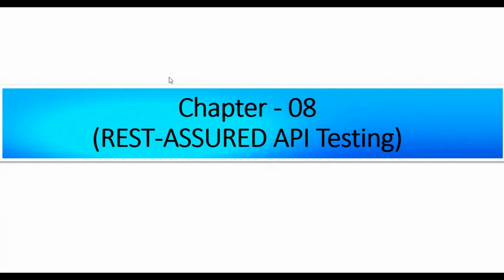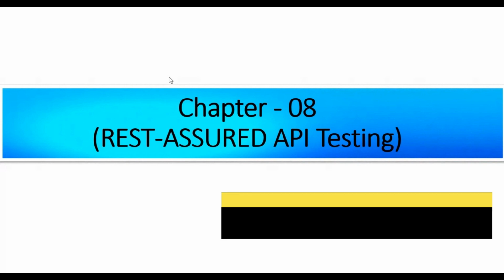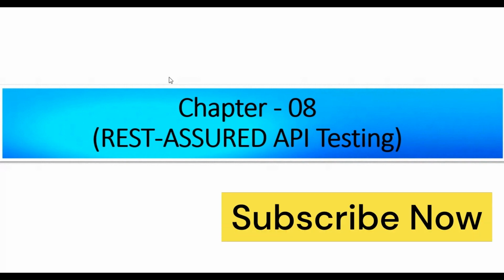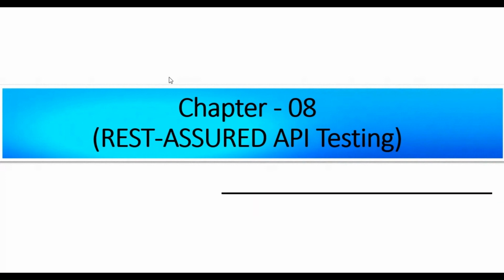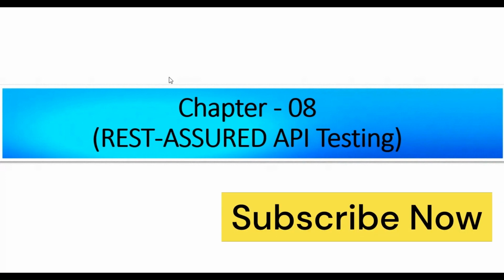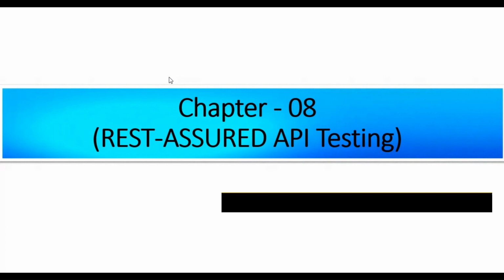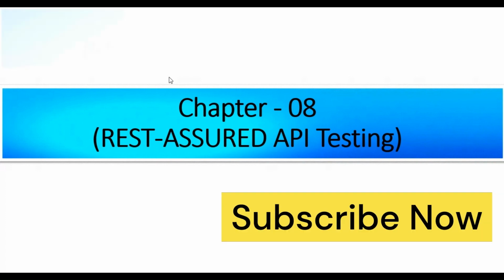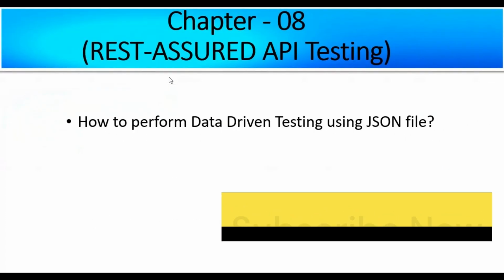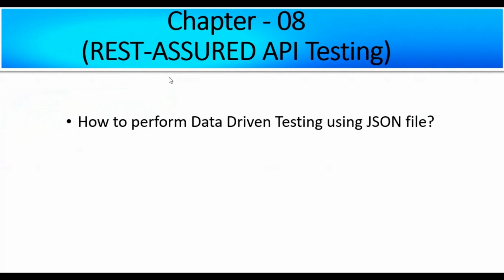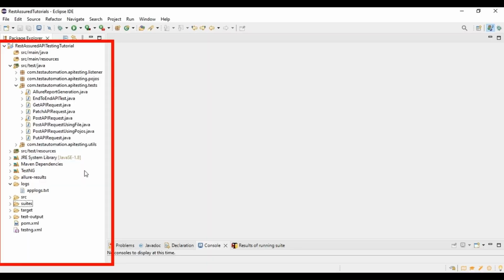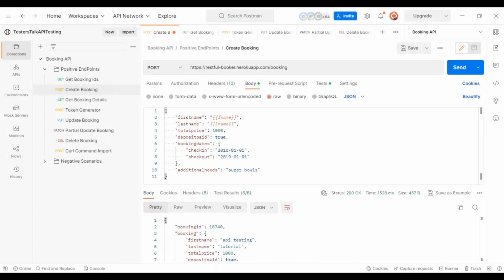In the previous Rest Assured API testing tutorial, I discussed how to configure the Allure report and also how to generate the Allure report for Rest Assured API testing. In this chapter 8 of the Rest Assured API testing tutorial, I will discuss how to perform data-driven testing using the JSON file. Now I will start discussing how to perform data-driven testing using the JSON file in Rest Assured API testing. Let's look at the first scenario, and here I'll open the Postman tool.